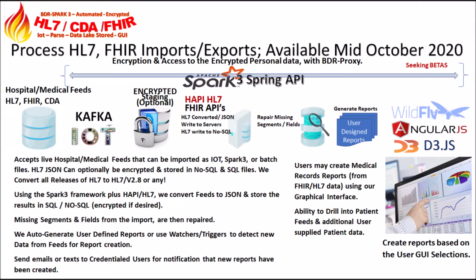This video shows HL7 data feeds being automatically processed, encrypted, parsed into JSON, and then stored as encrypted JSON into a data lake, in this case HDFS, then allowing users to select HL7 elements to create a graphical report. During this process we also repair HL7 segments and data elements, then generate and display the user-defined graphical interface report. We will show the entire process from accepting the original data feed to creating reports using our graphical interface.